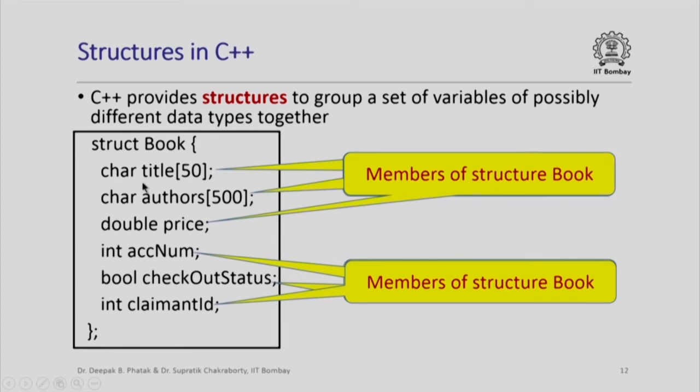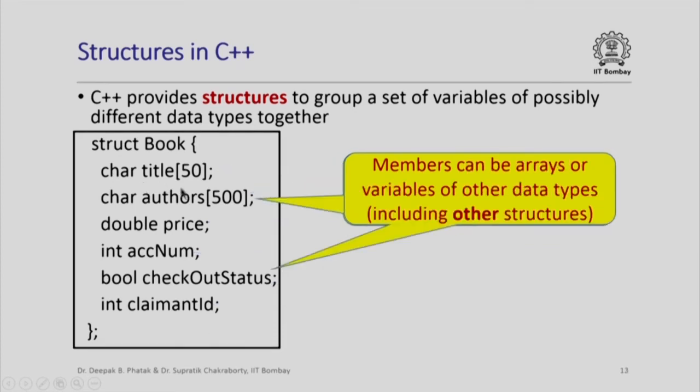These are also called members of the structure book, and note that members could be arrays of other data types or simply variables of other data types. This other data type need not be a primitive data type; they could indeed be other structured data types, and we will see later in the course how within a structure I could have variables or arrays of another structured data type.